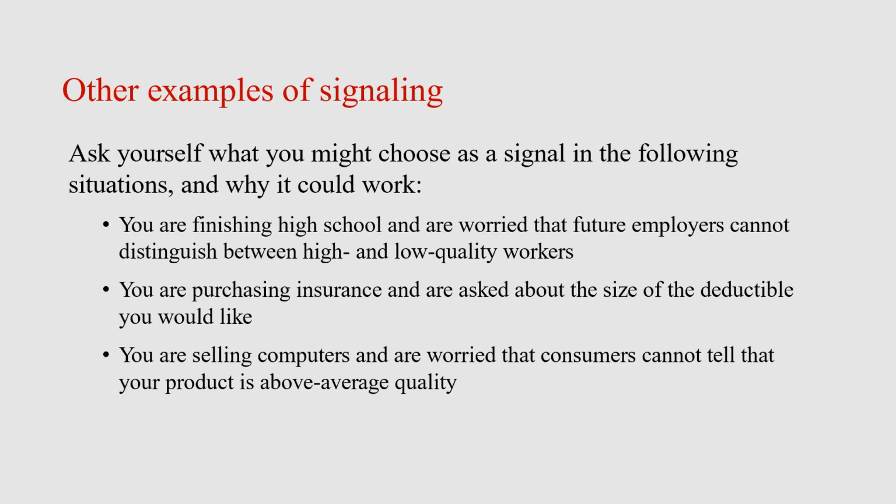Other examples of signaling. Ask yourself what you might choose as a signal in the following situations and why it could possibly work. Suppose you're finishing high school and are worried that future employers cannot distinguish between high and low quality workers. So what would you do? Well, one way, of course, is grades. How were your grades compared to those of others? The other way, of course, is that you do volunteer work, or that you show that you have been an athlete, or that you've done this, that, or another thing over and above what you did in high school.